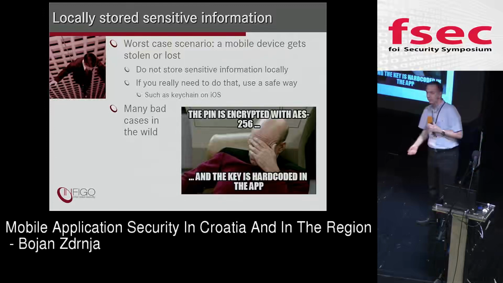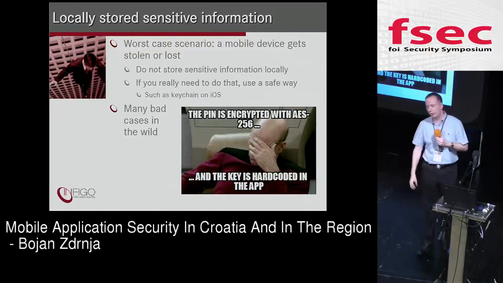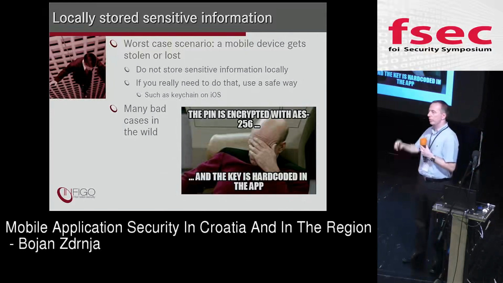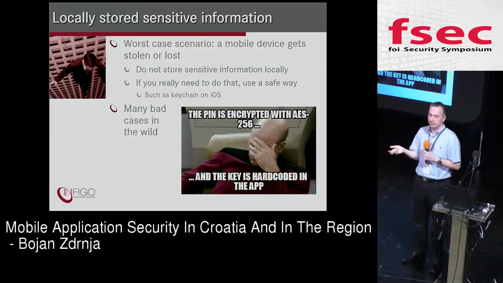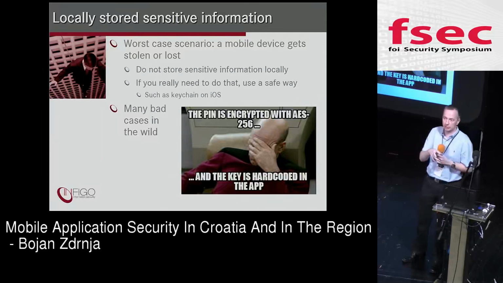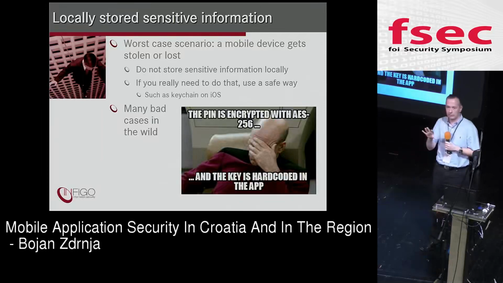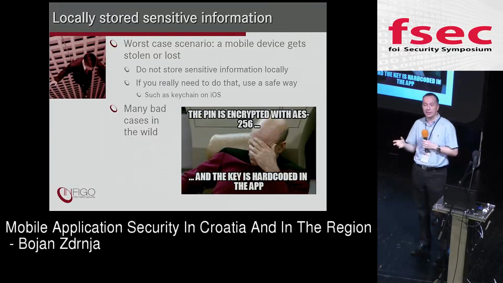Worst case scenario, we have a mobile application which uses very, very strong encryption. It takes your PIN, encrypts it, and stores it locally. Great, we have a fantastic encryption algorithm, but the problem is that the key for that must be stored somewhere, right? If you just store the user's PIN encrypted on the device, how do we encrypt it? The key must be hard-coded in the application. Very bad. Some might say, let's hash it.